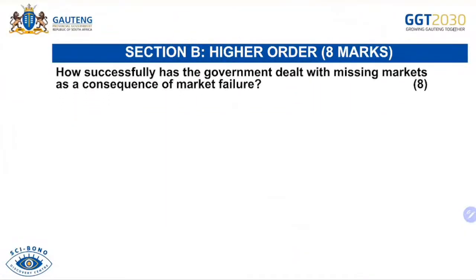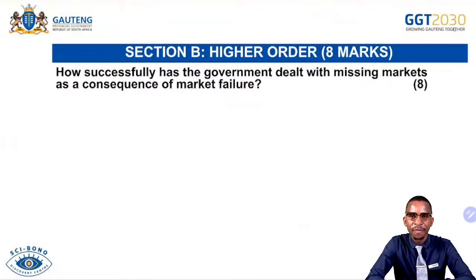And then how successfully has the government dealt with missing markets as a consequence of market failure? Remember, if we talk of missing markets, we talk about the market of public goods and services that are not provided or produced by the private sector. If ever the private sector produces, it produces relatively less. Why? Because people are not willing to pay for them. So the government intervened by providing collective goods and community goods. Collective goods, remember, are provided by the government through user charges, while community goods are provided free of charge to the society to ensure that people are able to afford them.